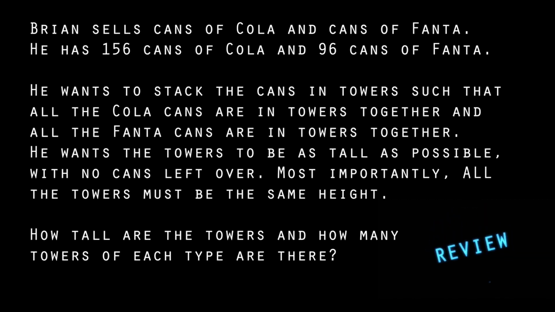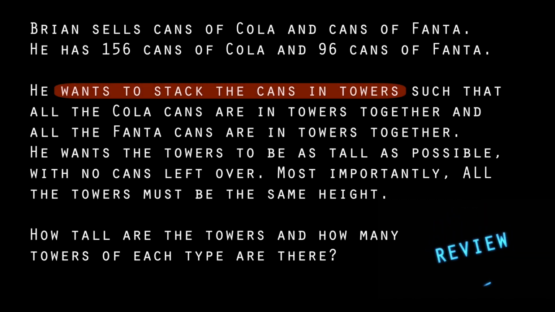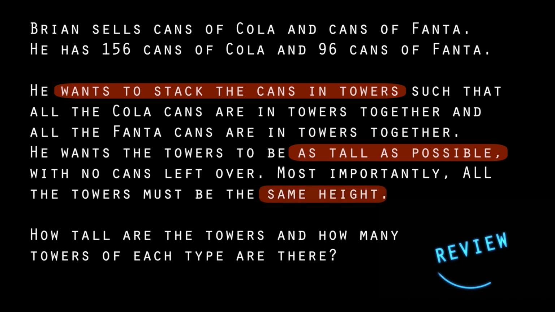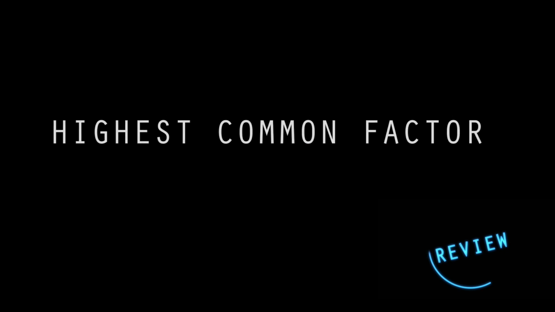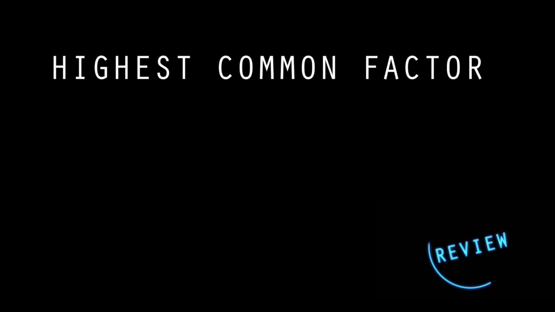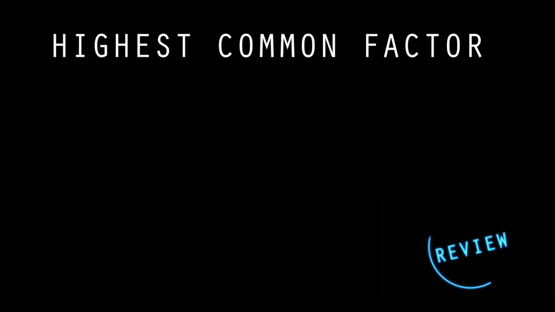The solution. Well, first off, we are dividing numbers into towers, so that tells you we will need factors. We are looking for the tallest tower possible, so that indicates we need the factor to be as high as possible. And finally, the height must be the same with the cola and the Fanta towers, i.e. it must be common between them. We need the highest common factor. To do that, we can write the numbers involved as the products of prime numbers.